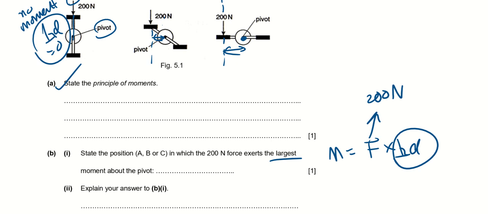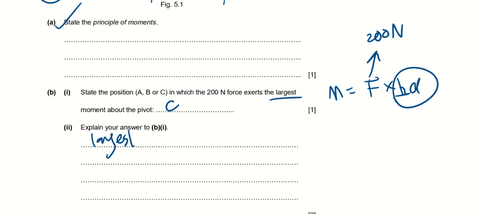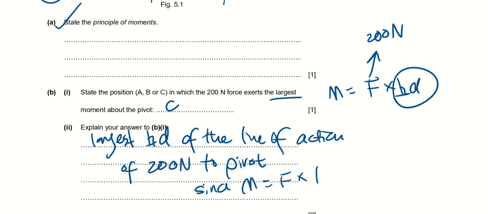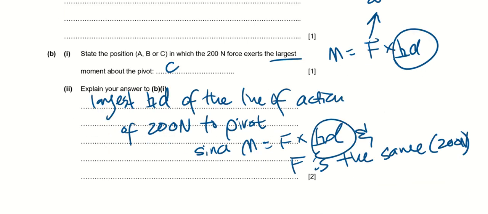So the largest moment will be C. Explain your answer. It has the largest perpendicular distance of the line of action of 200 Newton to the pivot. Since moment equals force times perpendicular distance, and the force is the same, always 200, for the 3 cases, it has the largest perpendicular distance, so it will have the largest moment.